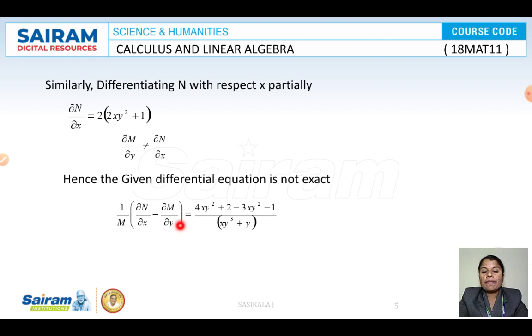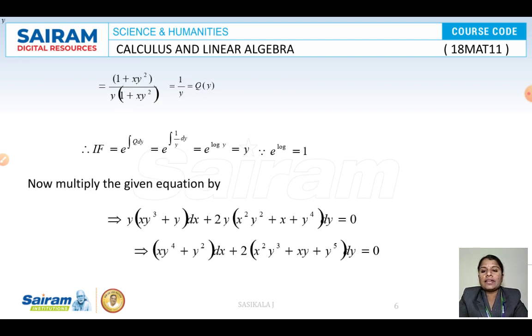I'm going to divide. So what will happen? You can cancel. I'll get the term exactly (1 plus xy squared) by y of (1 plus xy squared), which is equal to 1 by y, which is Q of y. So now what is the integrating factor? e power integral Q dy, because I'm getting a function of y. So you can write e power log y, which is equal to y, since e and the log terms get cancelled.